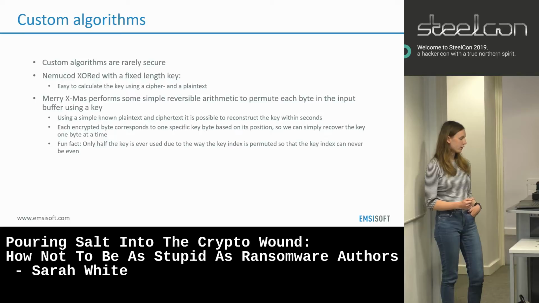The Merry Xmas ransomware performs some basic reversible arithmetic operation to encrypt each byte using a corresponding byte in the key. So a single known plaintext and ciphertext pair can then be used to attack each character in the key separately, and you can recover the key in seconds, like I mentioned before.